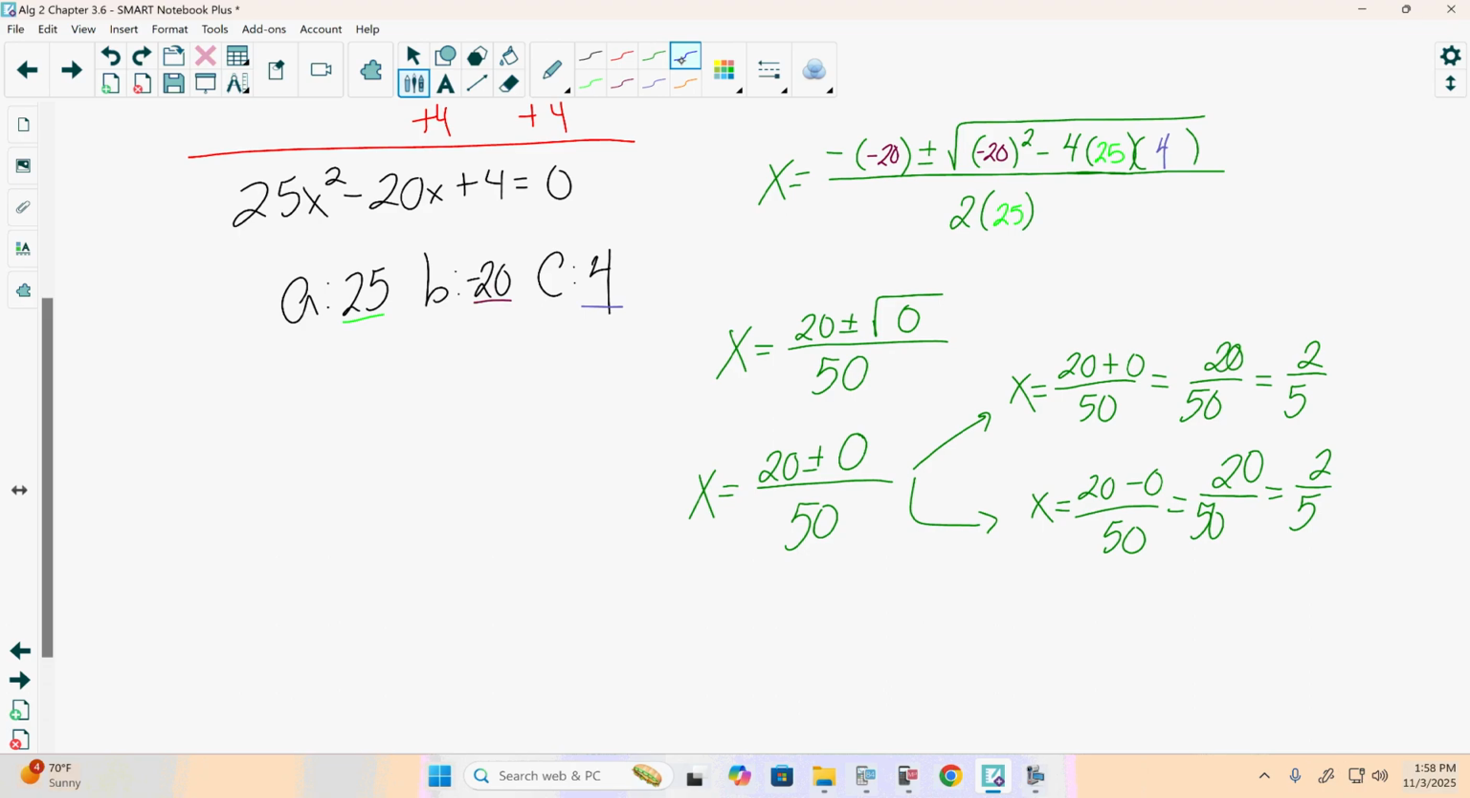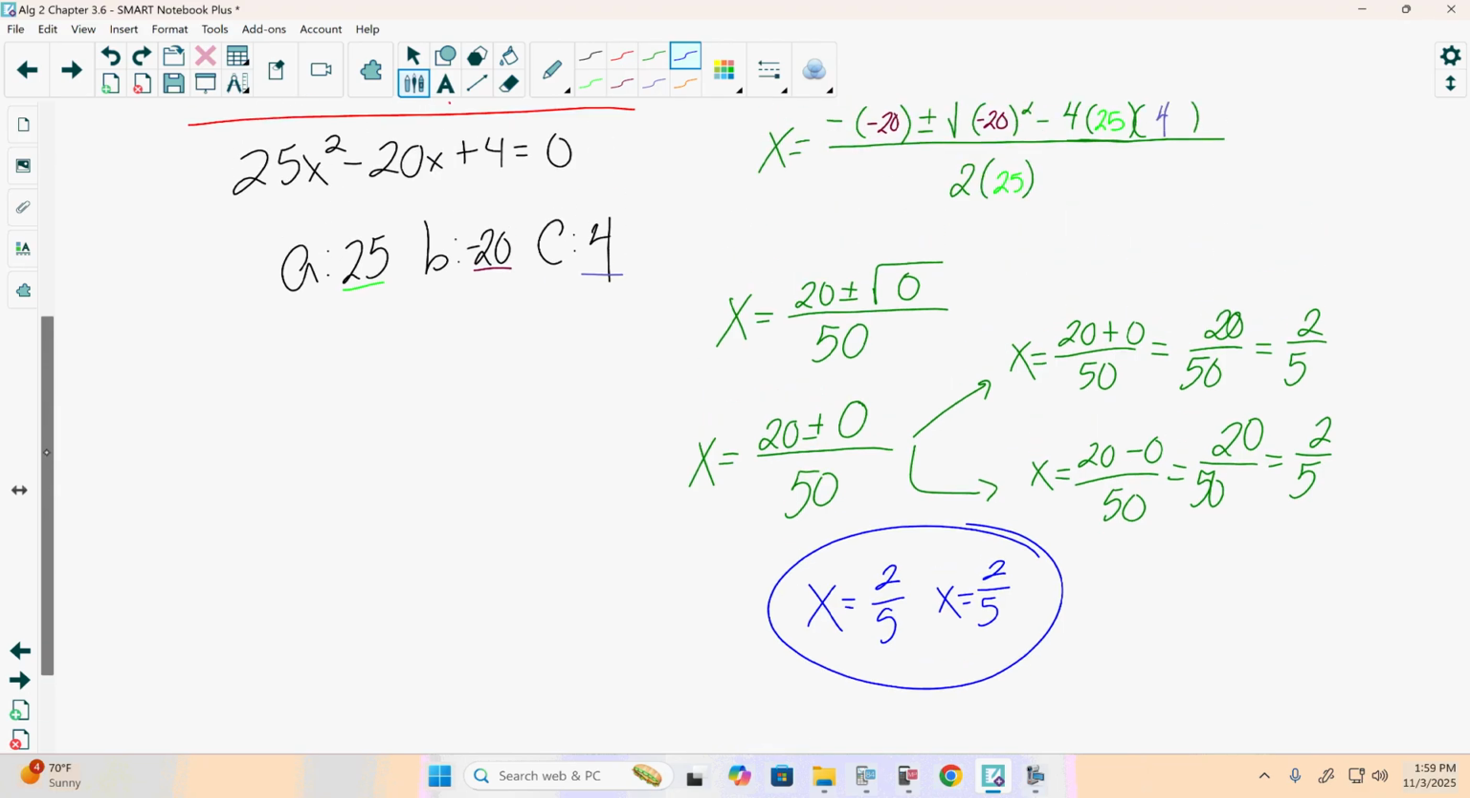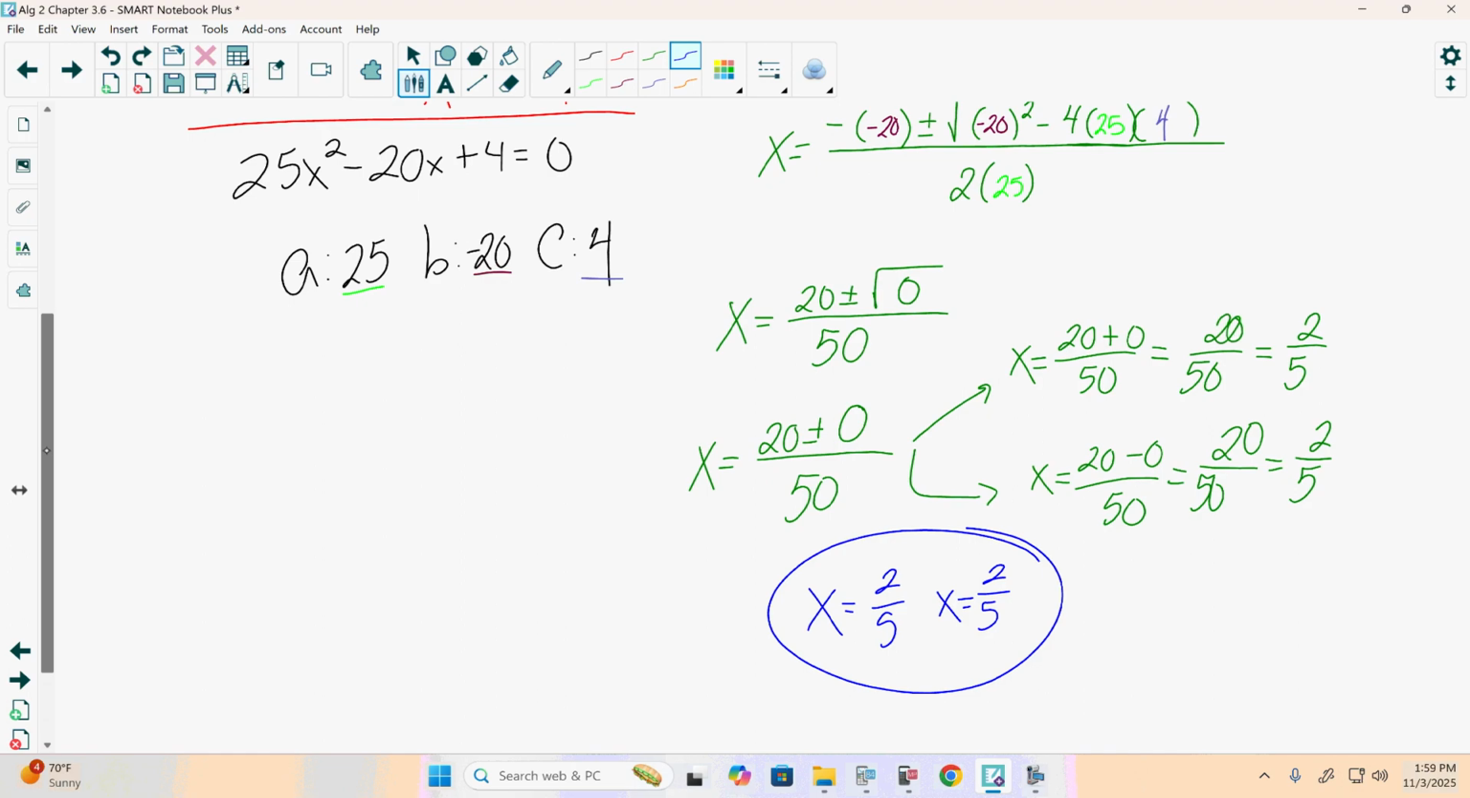Really what this is telling us is that x, our solution for this here, is equal to 2/5, and x is equal to 2/5. So we still do have two solutions for this. It's just that the two solutions we have for this equation are not unique solutions. We have the same value, it just shows up twice. Questions on this here?